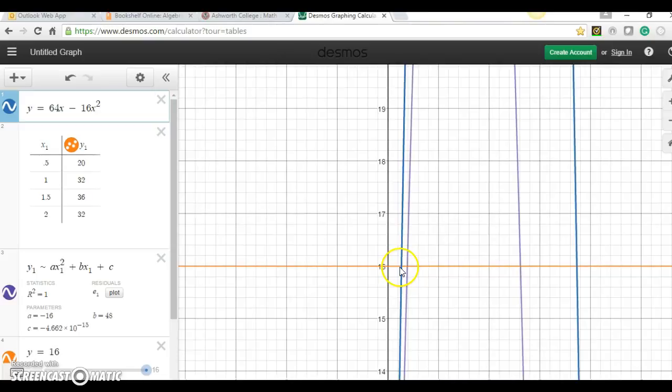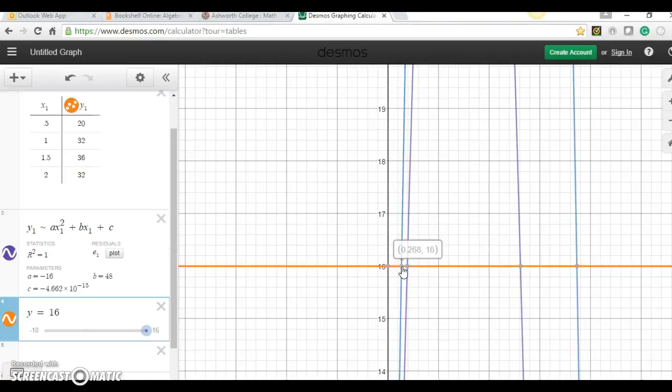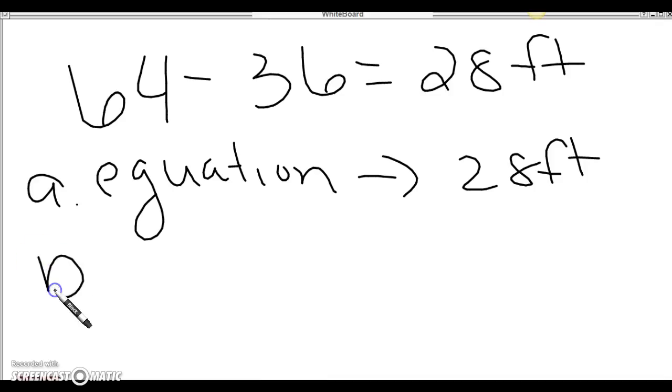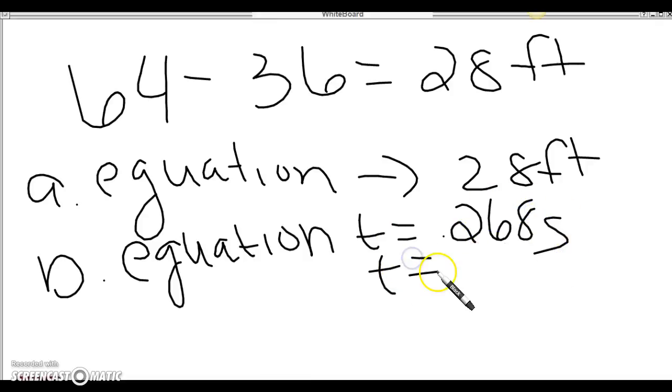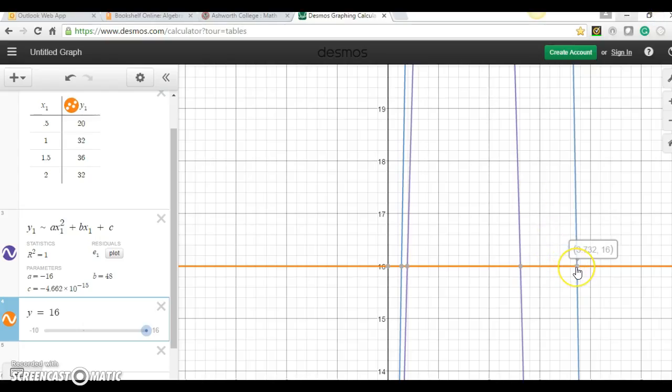So if you remember, the blue line is my equation. I'm just going to click on it. And so t equals 0.268 or 0.269. So for the equation, t equals 0.268 seconds, and there were two times that it was at 16 feet. So here's the second one, 3.732.